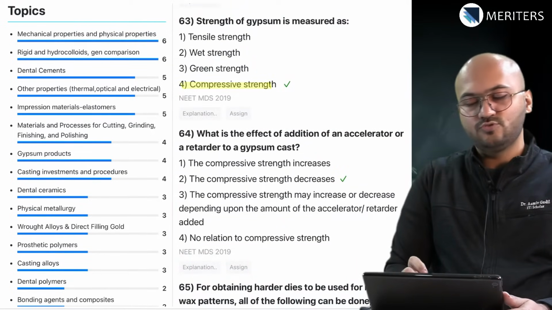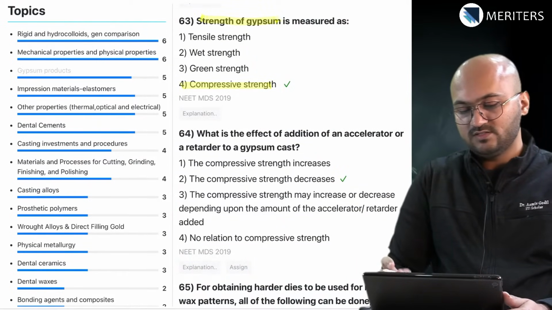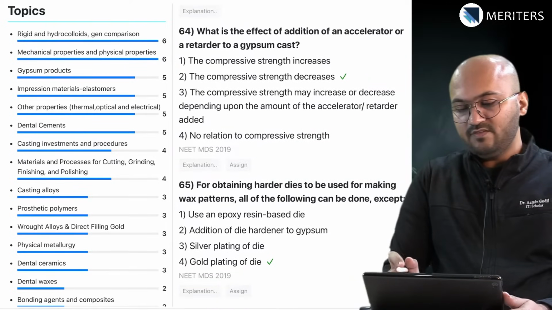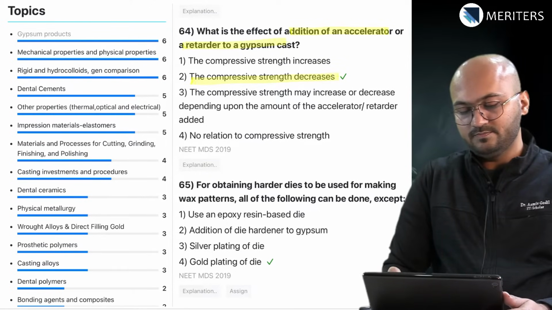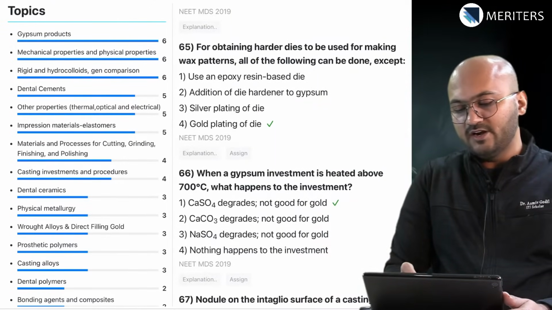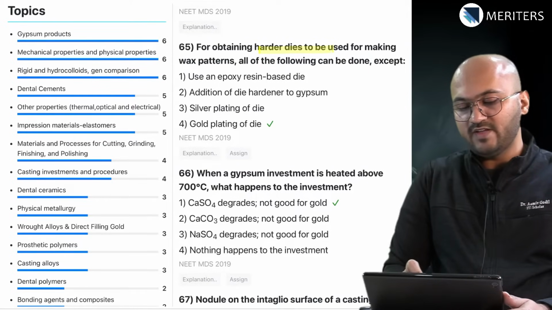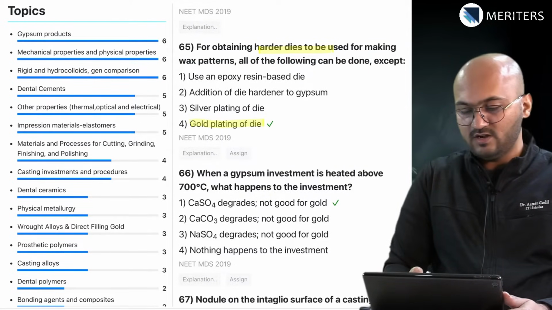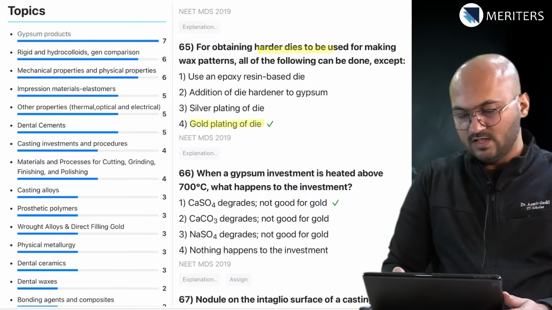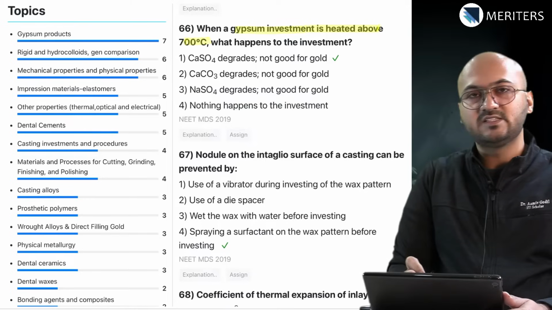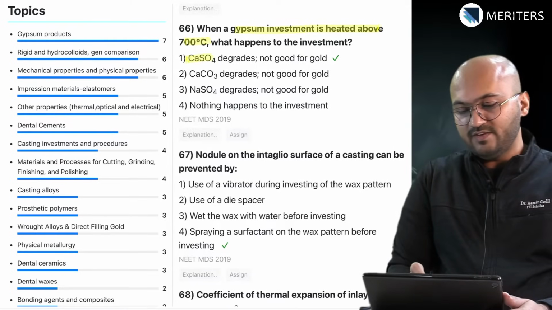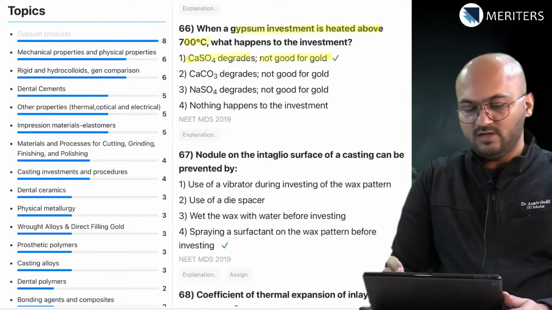Compressive strength is used to measure the strength of gypsum products. What is the effect of addition of an accelerator or a retarder to gypsum cast? It changes the compressive strength by decreasing it. For obtaining harder dyes to be used for making wax pattern, all of the following can be done. Gold plating is not done for hardening. Next question. When a gypsum investment is heated above 700 degrees Celsius, the calcium sulfate degrades, which is not good for gold casting.